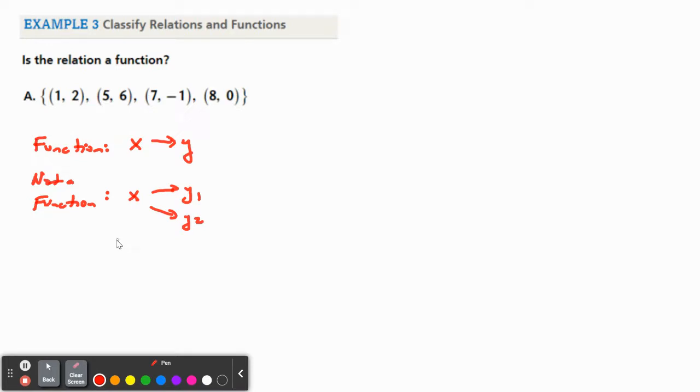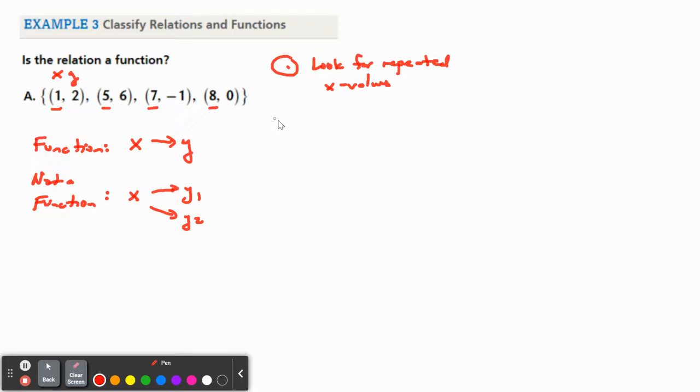When you're given a list of ordered pairs, remember they come in xy pairs. The first thing, and maybe the most simple thing, is look for repeated x values. If you see repeated x values, it's probably not going to be a function because that repeated x value is going to have 2 different y values. But if you look here, your x's are 1, 5, 7, and 8. This is probably going to be a function because each x only occurs one time.